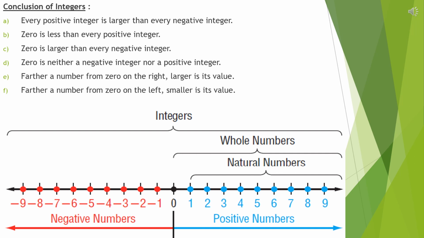That means as we go to the left side of 0, we get negative numbers, and those are smaller than 0. And as we go to the right side of 0, we get positive numbers, that are greater than 0.